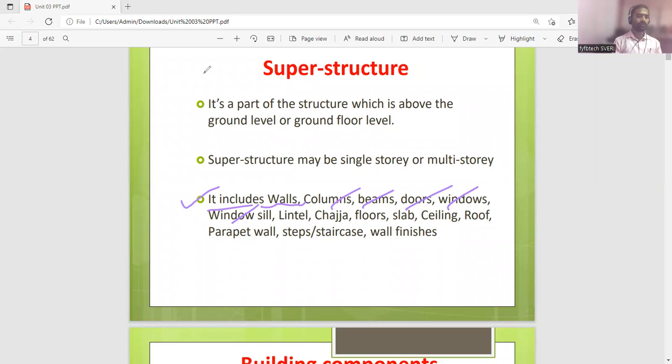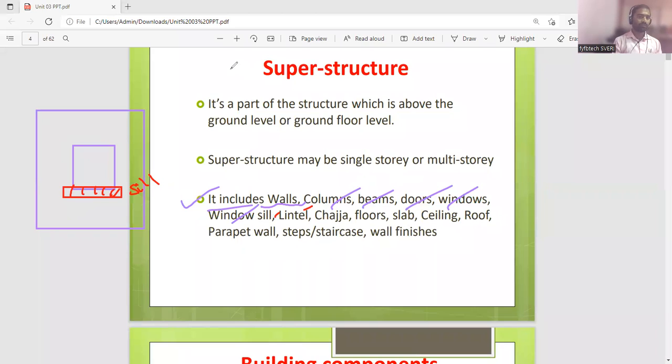What is this window sill? See, this is a wall. What is in the wall? There is a window. Between the windows, a part of the concrete is laid, correct? This concrete is called sill level. What do you call it? Sill. Between each and every door, they lay a 4-inch concrete. That level is called sill. Between windows they lay concrete like this. That is called sill level. Then lintel.